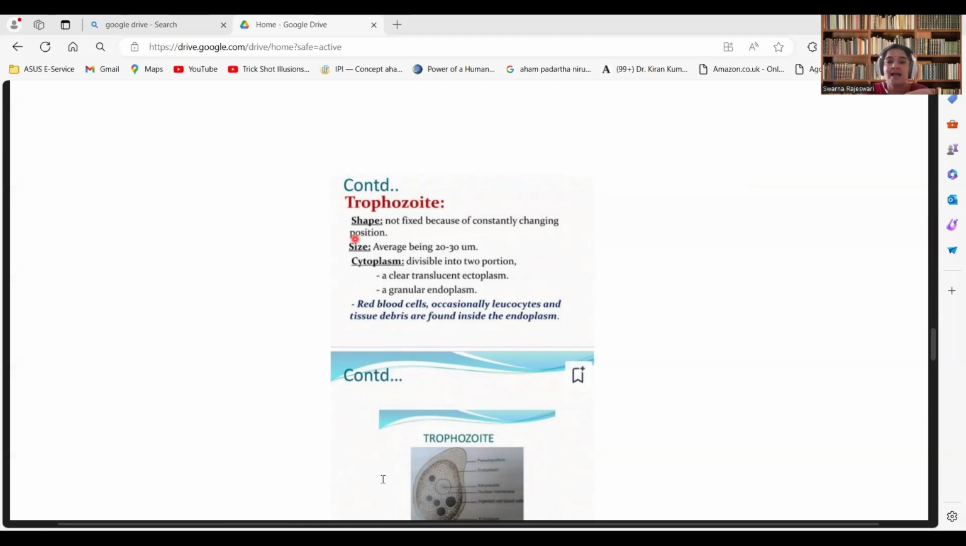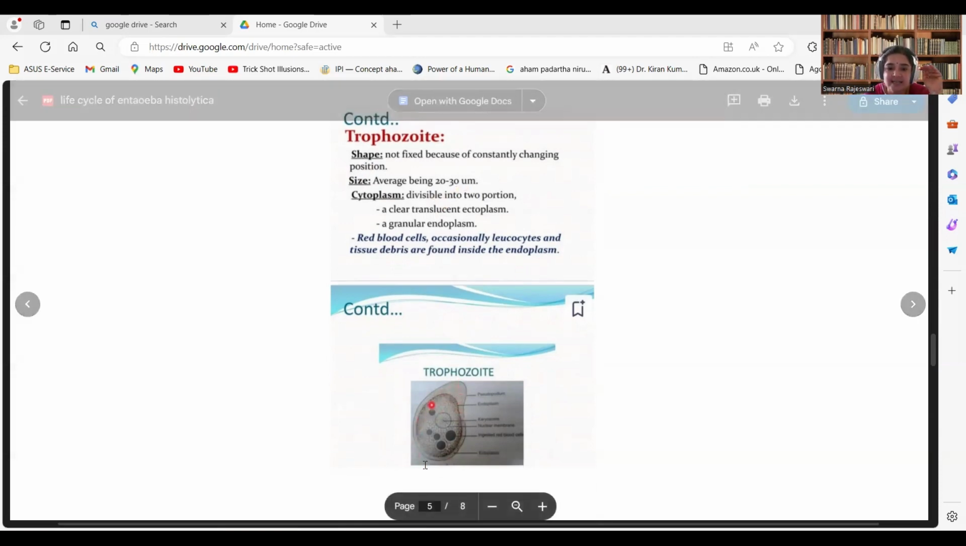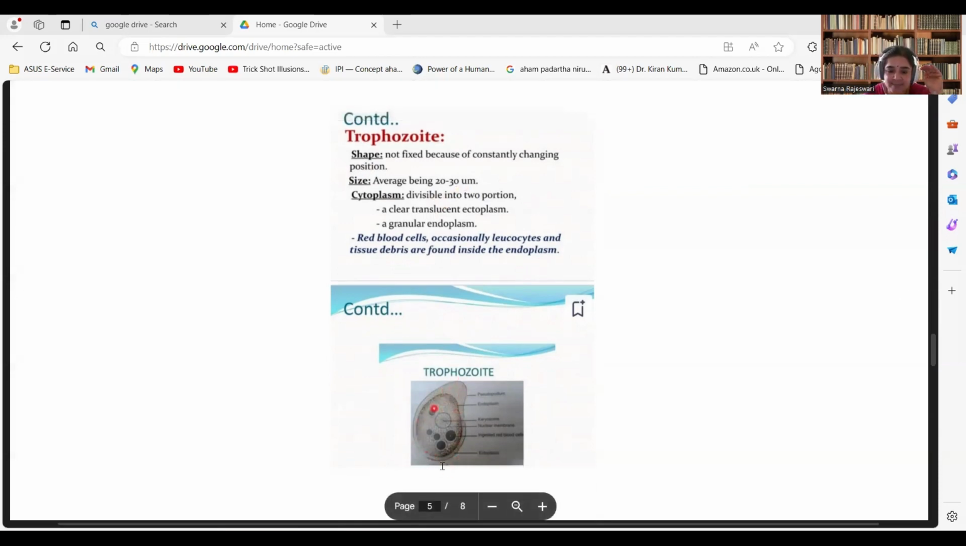The shape of the parasite, or the size, is not fixed. It is about 20 to 30 micrometers. You can see here that the parasite is covered by a layer which we call the plasma membrane or plasmalemma, which covers the cytoplasm, and the cytoplasm is divided into the outer ectoplasm and the inner endoplasm.